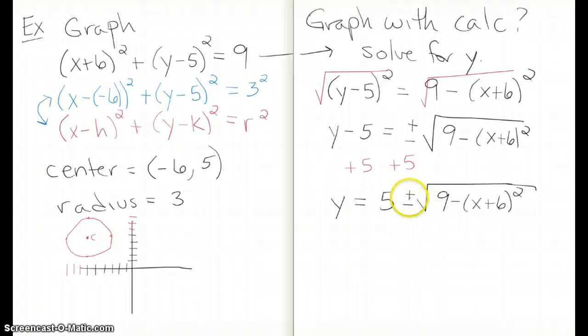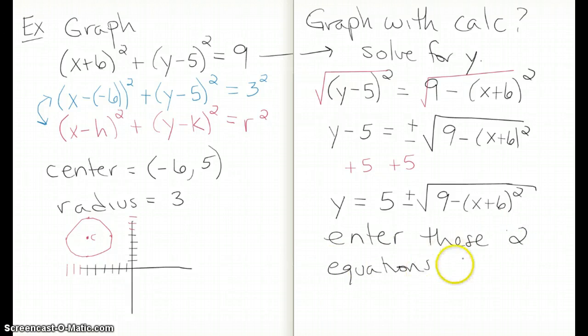And we're so close, because notice that we have a y equals equation. In fact, we have two of them: y = 5 + the square root of stuff and y = 5 − the square root of stuff. At this point, to graph with your calculator, you just need to enter these two equations into your calculator. When you do both of those, you will be able to graph this circle. You might notice that something weird happens near the breaking point.